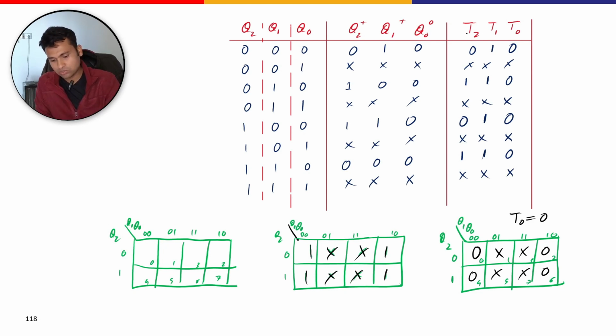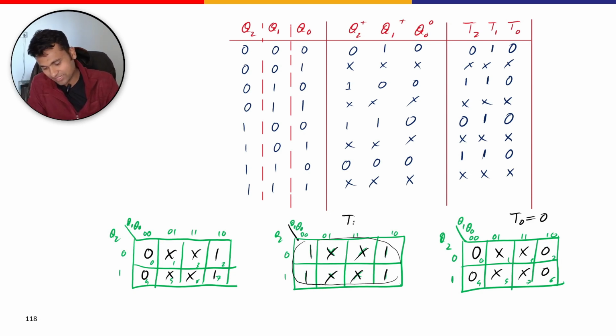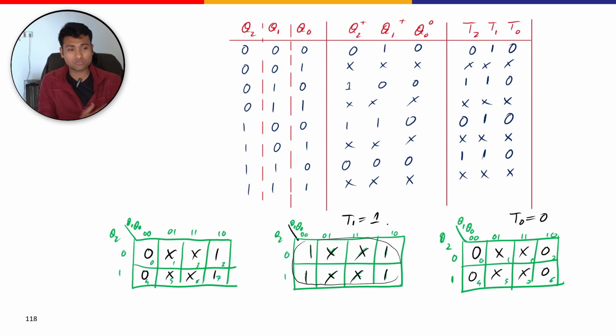When it comes to T2, what you will start doing is 0, cross, 1, cross, then 0, cross, 1, cross. So here, definitely you can make this big grouping. What would it mean? That no matter what, it's always true, correct? This is T1, right? So T1 is always 1. This is what this grouping is going to tell.